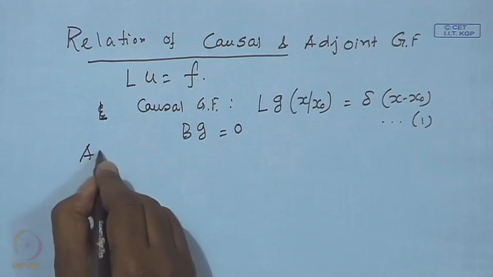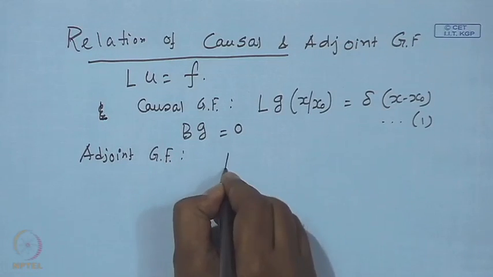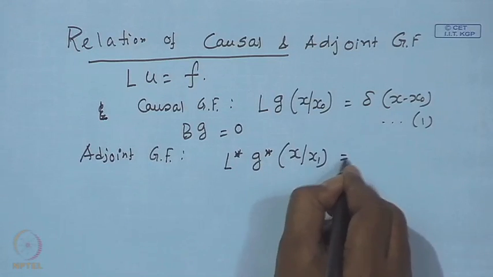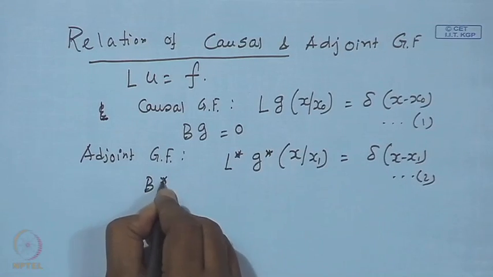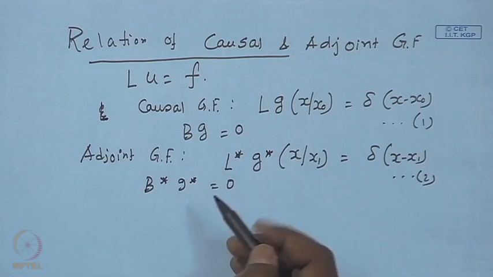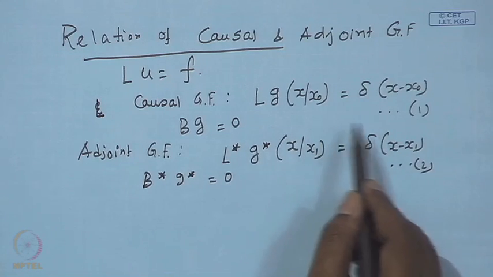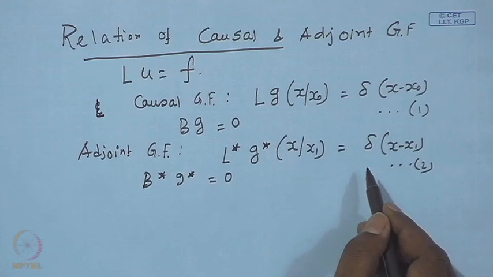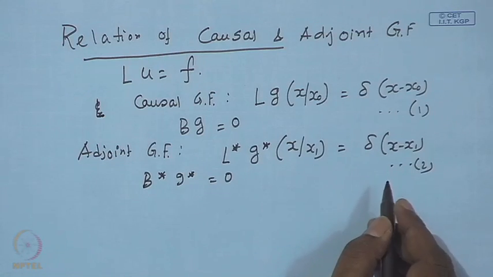Then the adjoint Green's function will be L* g*(x/x1) = δ(x − x1), this is equation number 2, with B* g* equal to 0. So, we force the boundary conditions on the Green's function and the adjoint Green's function to be homogeneous, and in case of causal Green's function we apply the unit pulse at the location x equal to x0, and in case of adjoint Green's function we put the unit impulse at the location x equal to x1.